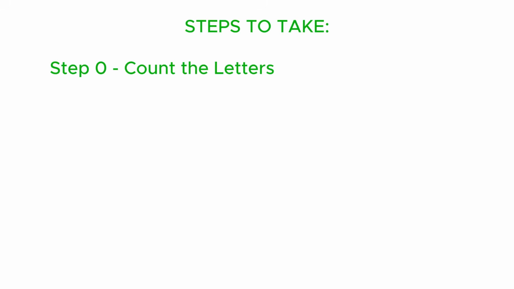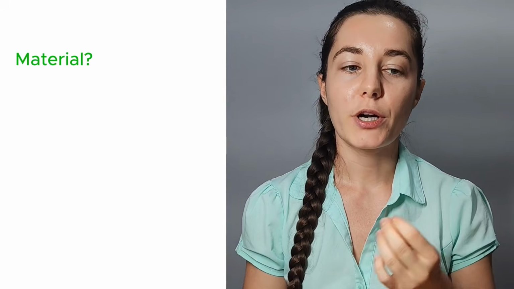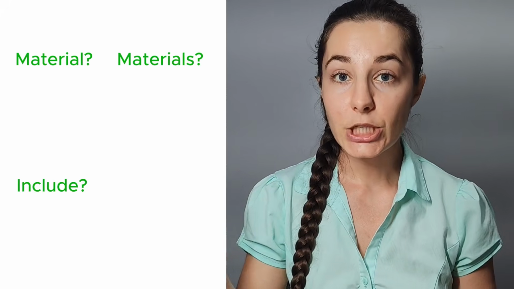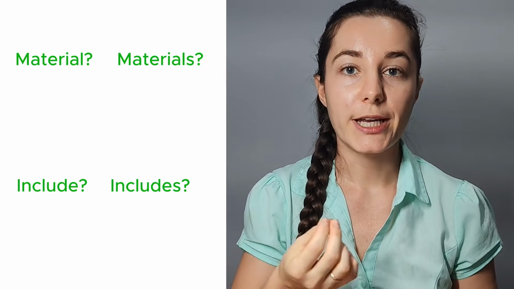First of all, count the letters. This is step 0, the foundation. Always do it. You can lose points even if you understand the word simply because you used the wrong form. So double check. Is it material or materials? Include, includes, or including. Pay close attention to word forms and count the letters carefully.